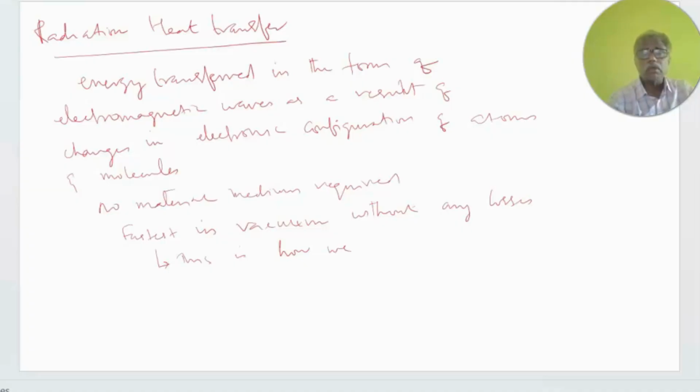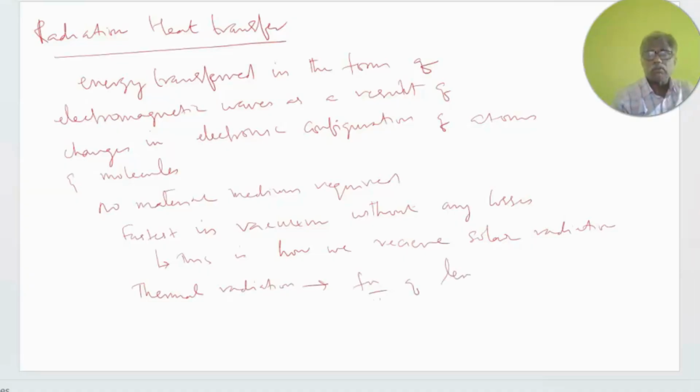In simple words, we receive solar radiation. And there are different forms of radiation, X-rays, gamma rays, etc. What we are going to discuss is thermal radiation, which occurs because of temperature, a function of temperature only. That's what is called thermal radiation. Now let us discuss the governing equation for radiation.